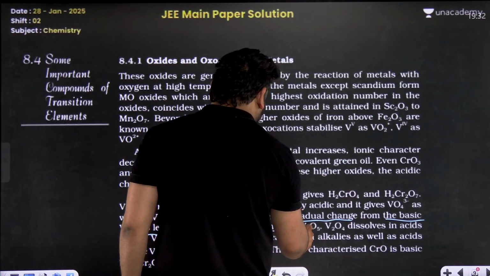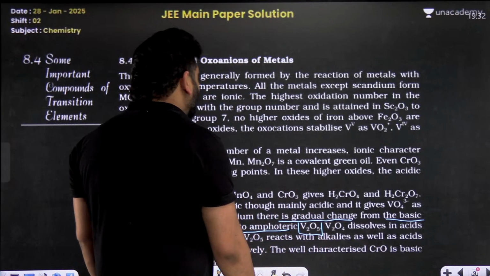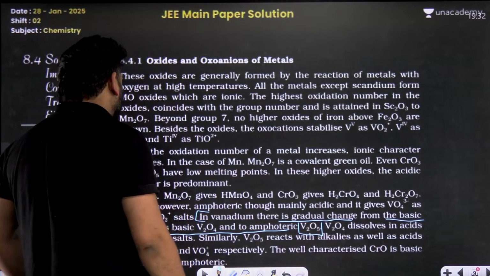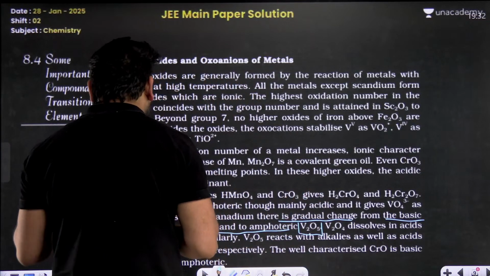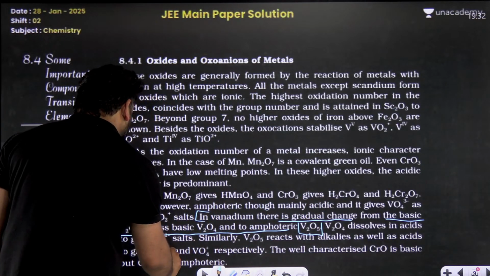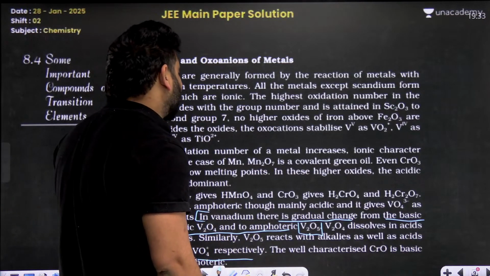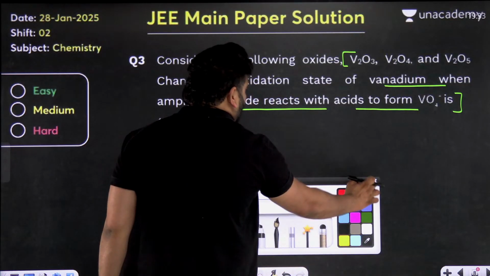So first of all, the amphoteric oxide was asked. This is your vanadium pentoxide. Now V2O4 dissolves in acid and gives you the VO2 2+ salt. Similarly, V2O5 reacts with alkalis as well as acids to give VO4 3- and VO2+ respectively. Okay. So now you can come to the question, and now let me reread what is being asked.